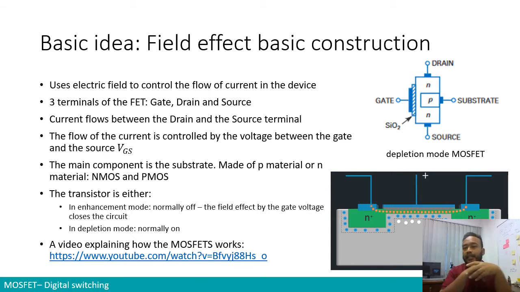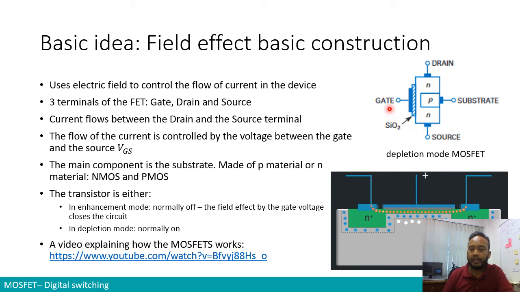So what is the basic idea behind a field effect transistor? We are going to look at its construction and how it works very quickly. We can see here the three terminals of the FET. We have the gate, and then we have the drain and the source. The gate acts as the base in BJT, the drain acts like a collector in our BJT, and the source acts like the emitter. It uses an electric field to control the flow of the current.